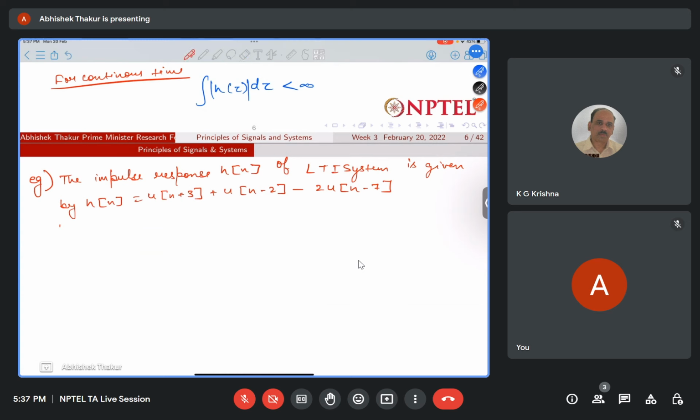So u[n] is the unit step function. We just have to comment on the stability, and whether the system is causal or non-causal. So we have to find whether the system is stable or not, and also causal or not.